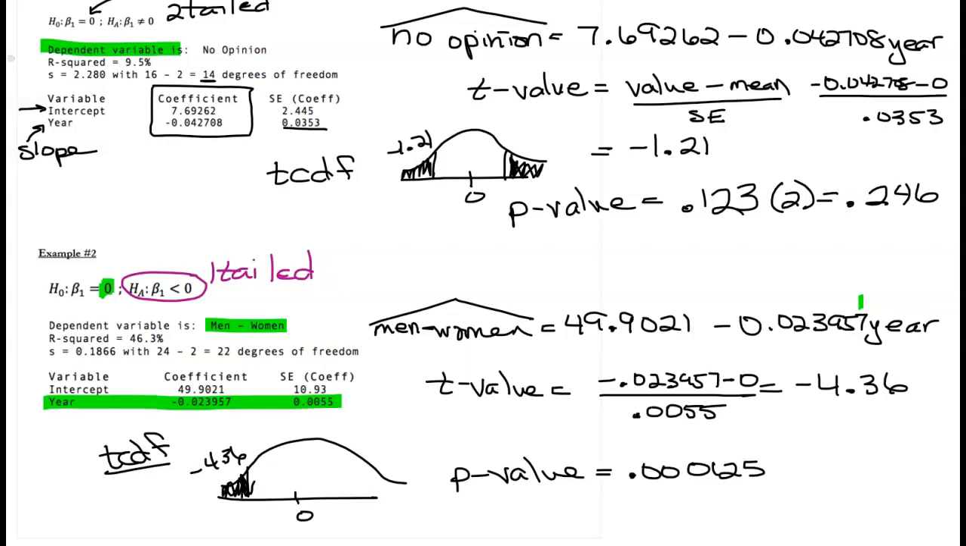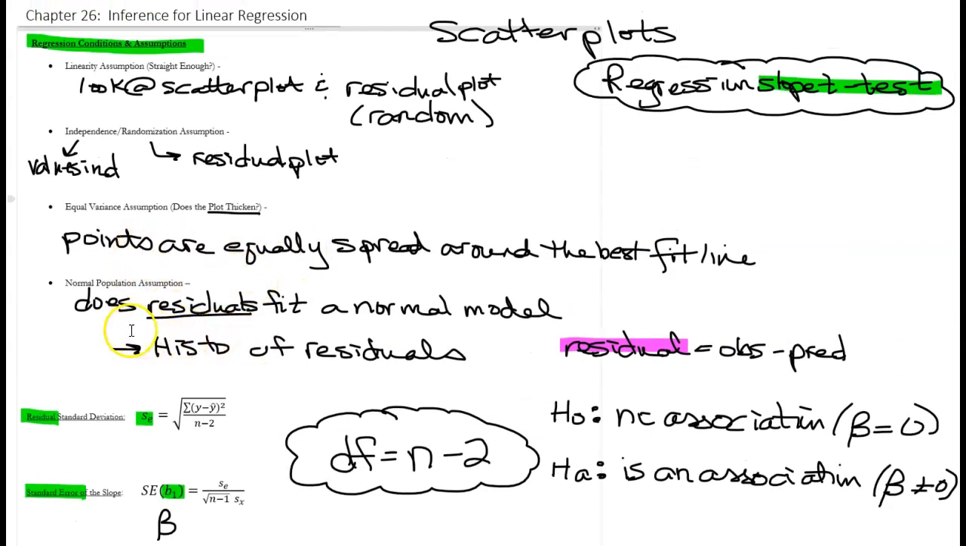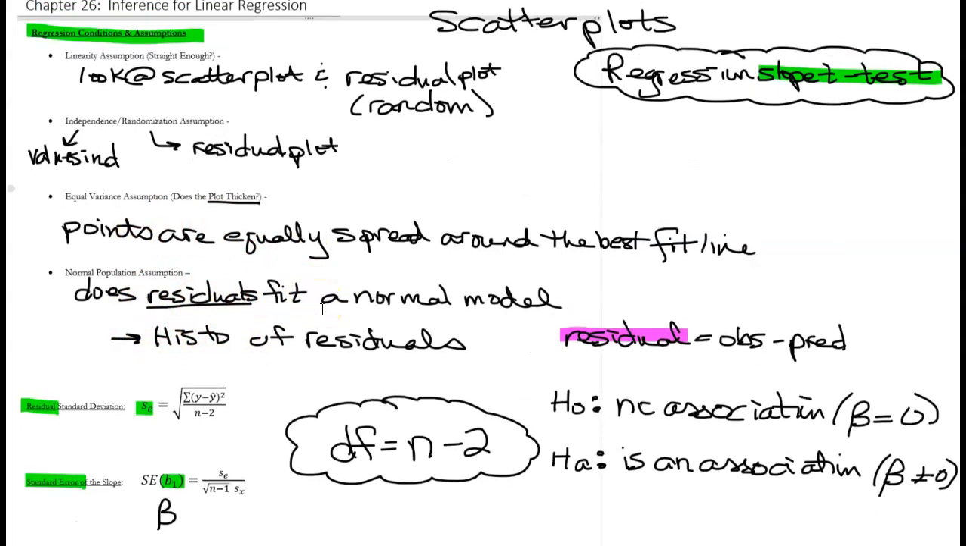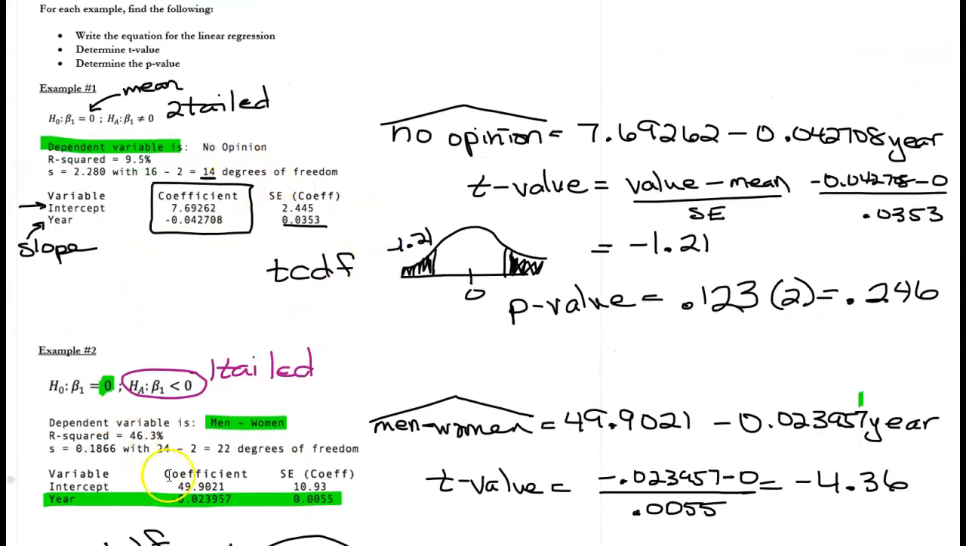All right, so remember you have to check your conditions. We will practice in class finding out how to find out if our residuals are normal. Right now, the main thing you need to do is understand how to read the table and find answers from the table.